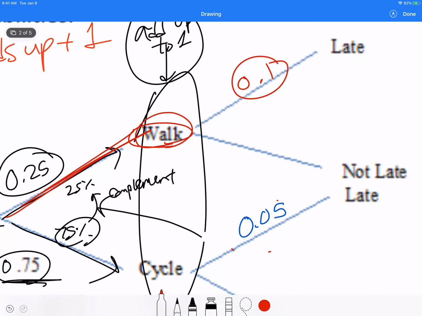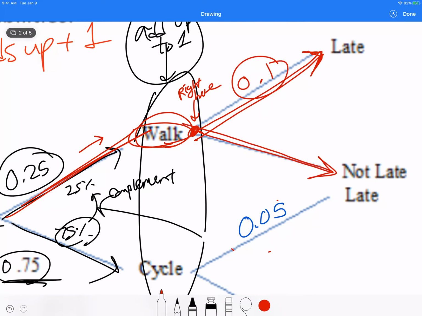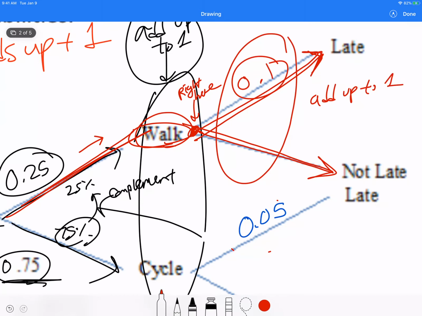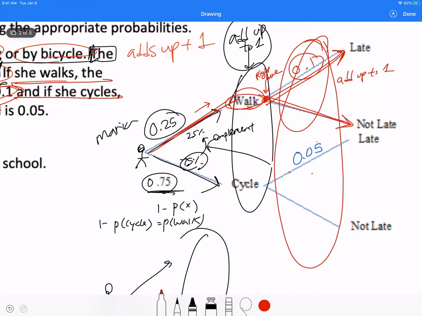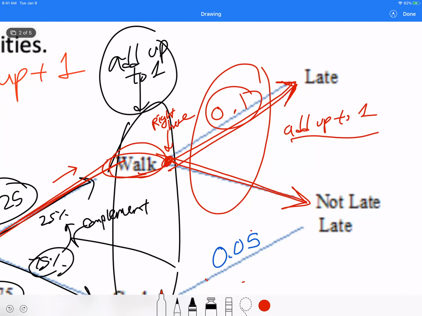Now, after you walk, that's given. So we have taken this path. At this stage, you're right here. How many options do you have? You have two options. Either you're going to end up being late, or you're going to end up not being late. So these two have to add up to 1. Note that I'm not saying all of these branches add up to 1. That's not what I'm talking about here. It's that only these two branches have to add up to 1.